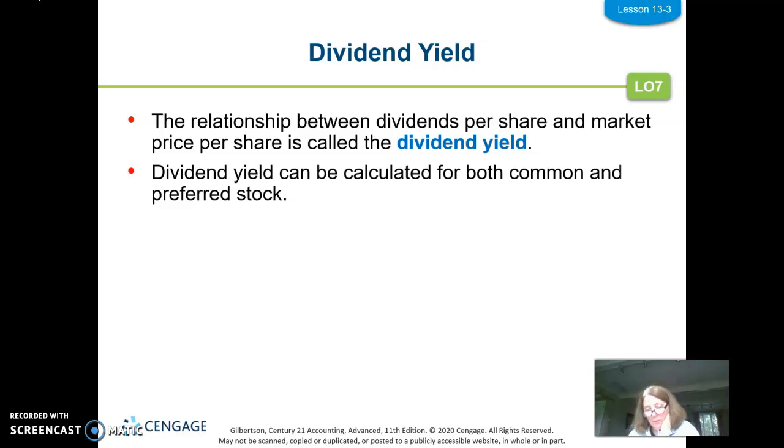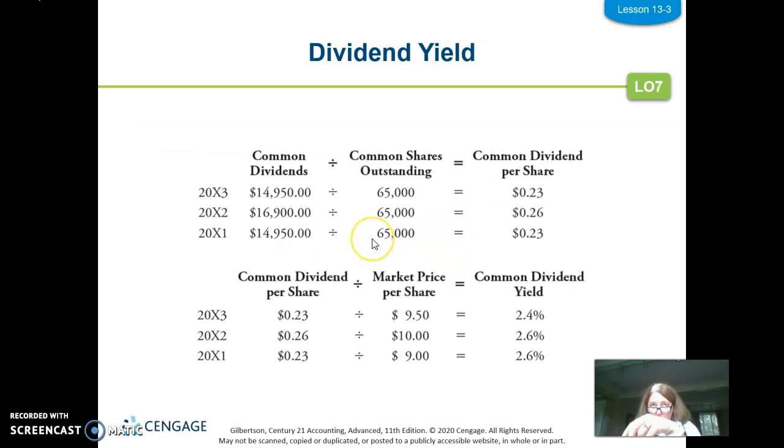The final one we are going to look at related to market ratios is dividend yield. And it's just what it sounds like. It's the relationship between dividends per share and the market price per share. And it can be calculated for both common stock and preferred stock. So keep that in mind. If I have both, I typically calculate it for both.